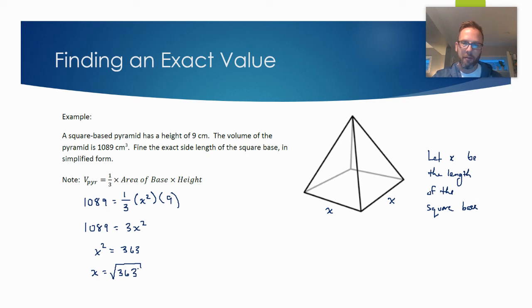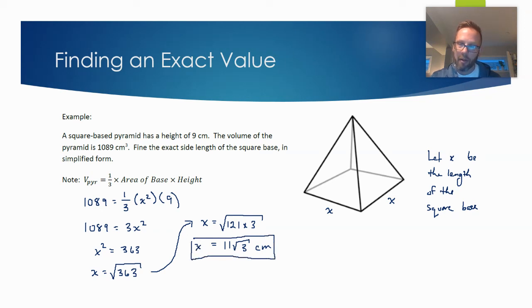So here we go, guys. If you notice that 121 goes into 363, good for you. This is the root of 121 times 3. And the root of 121 is 11. The length of the square base is exactly 11 root 3 centimeters. An exact answer. All right, guys, we did great.